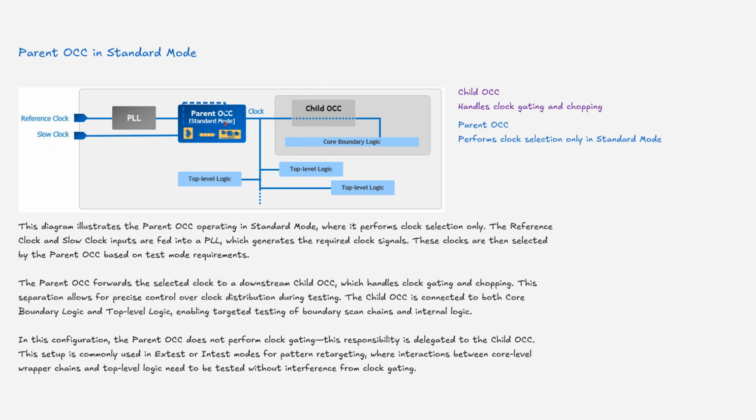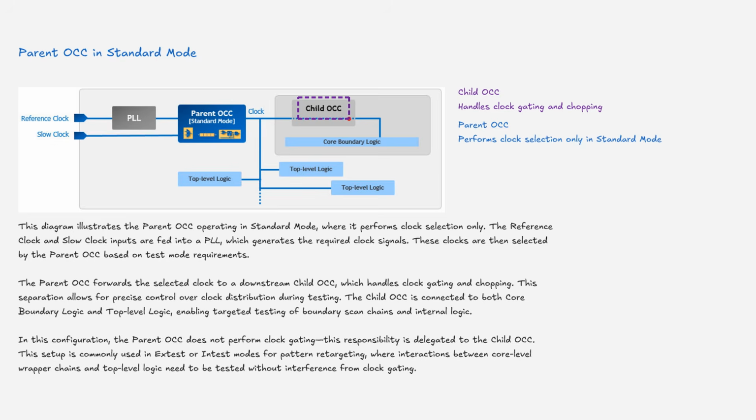This diagram illustrates the parent OCC operating in standard mode, where it performs clock selection only. The reference clock and slow clock inputs are fed into a PLL, which generates the required clock signals. These clocks are then selected by the parent OCC based on test mode requirements. The parent OCC forwards the selected clock to a downstream child OCC, which handles clock gating and chopping. This separation allows for precise control over clock distribution during testing.